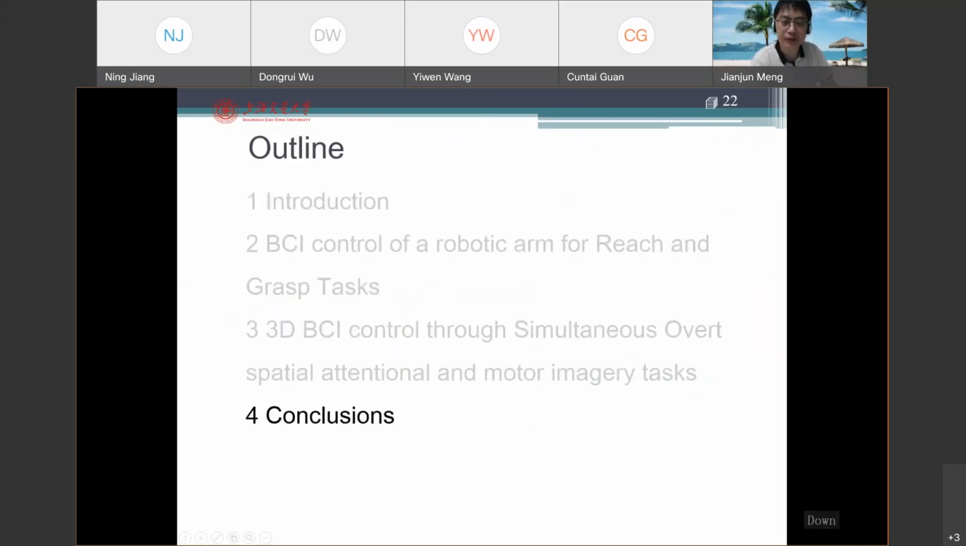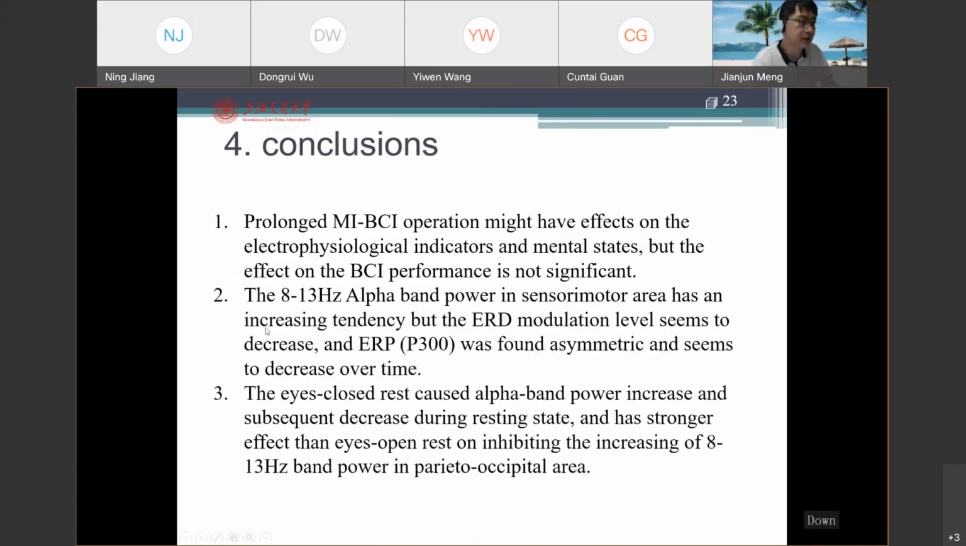So lastly, I will give some conclusions. First, we show that the prolonged multi-memory BCI operation might have effects on the electrophysiological indicators and mental state, but its effect on the BCI performance is not significant, at least in our study.